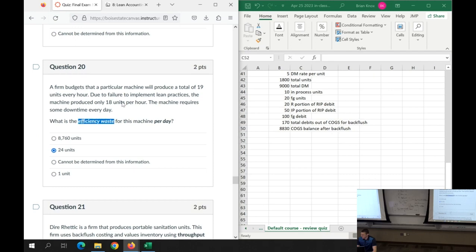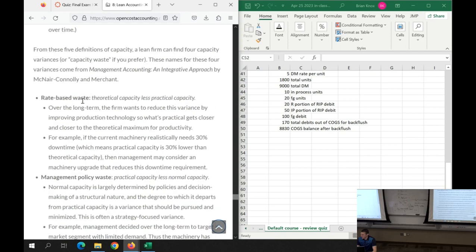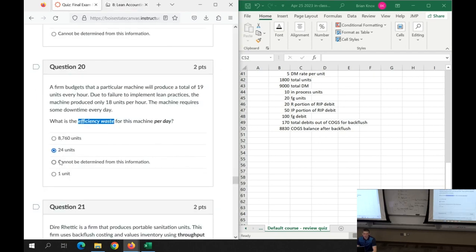If it said anything else here, budgeted waste, management policy waste, rate-based waste, we would not be able to solve the problem because we don't have enough info for that. Yep. 24, even though it says that the machine requires some downtime every day?